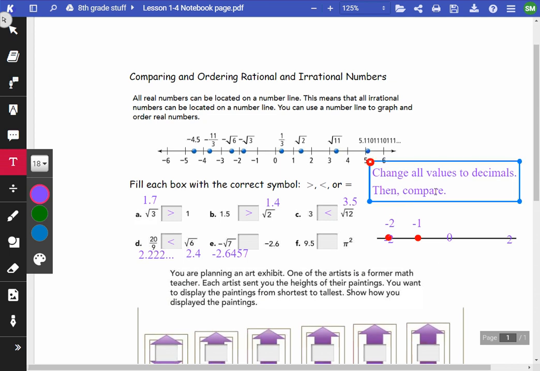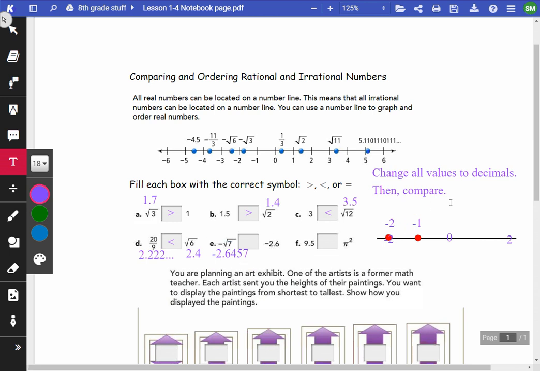When we have a number line, the greater numbers are always to the right. The numbers that have less value are always to the left. But isn't 2 bigger than 1? How come that's to the left? Because it's negative, and they go backwards.